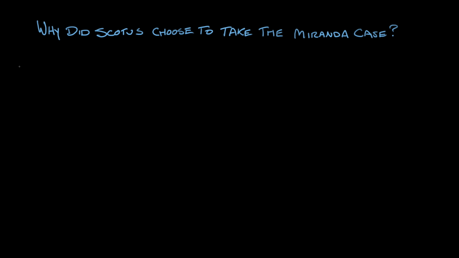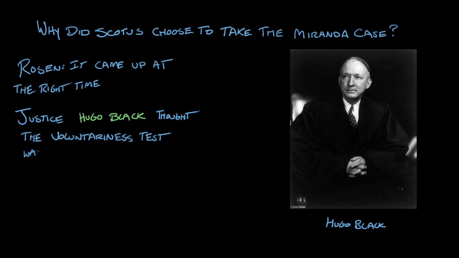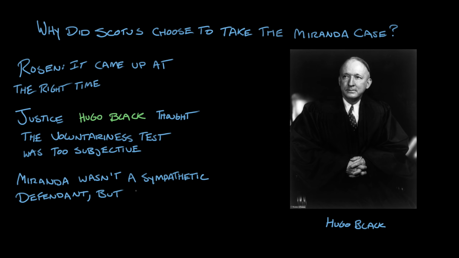The court chose the Miranda case because it came up at the right time, at a time when all of the judges were increasingly impatient with this totality of the circumstances test, including the great liberal textualist Hugo Black, who had been an opponent of the voluntariness test because he just thought it was too subjective. So they took the case. It certainly was not a sympathetic one, in the sense that Miranda was not the most sympathetic defendant, but the court thought the time was right, and they decided in Miranda to rethink Fifth Amendment law.